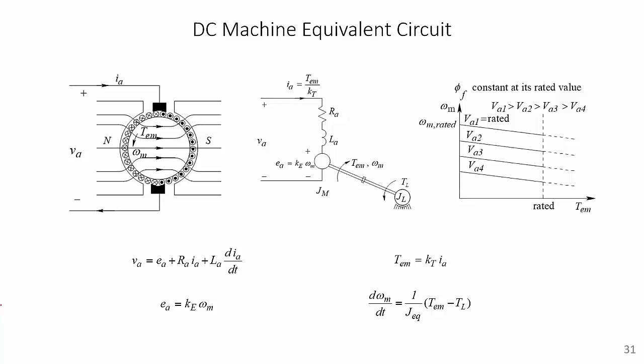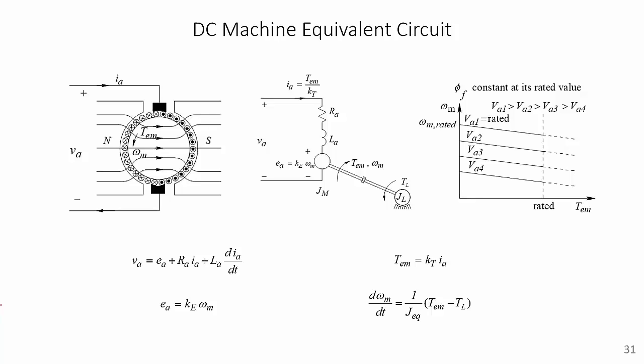The first equation is the terminal voltage is directly equal to the drop across the armature resistance and the inductance and the back EMF. By Faraday's law, the voltage induced across the armature winding is going to be directly proportional to the rate at which the flux changes in the winding. Hence, the back EMF is directly proportional to the speed of rotation.